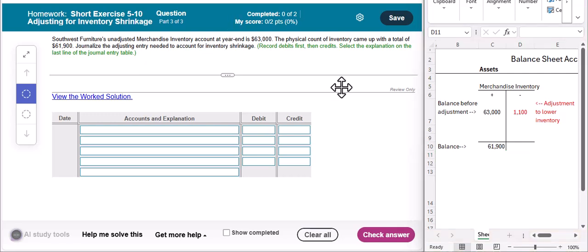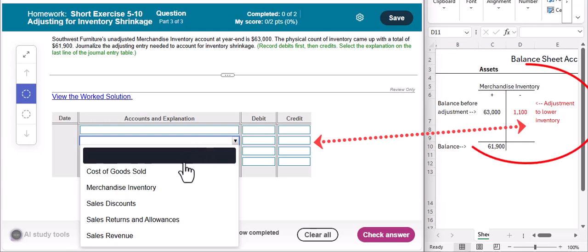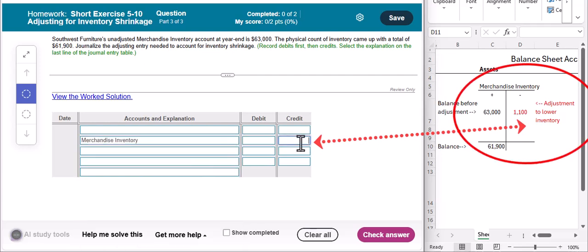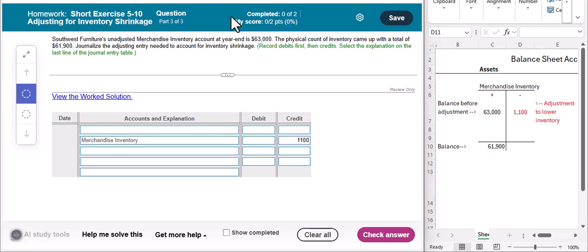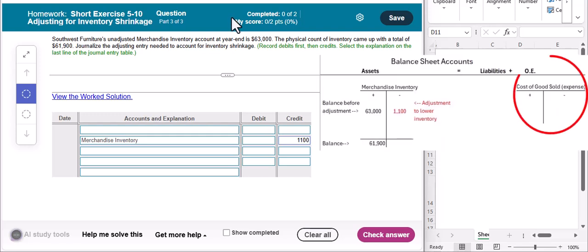So we know this is going to be a credit, so we're going to skip the first line for our debit here in a minute. We have merchandise inventory that we are lowering by 1,100. And now this also means we have to debit an account. And the account we need to debit is cost of goods sold, which is an expense.